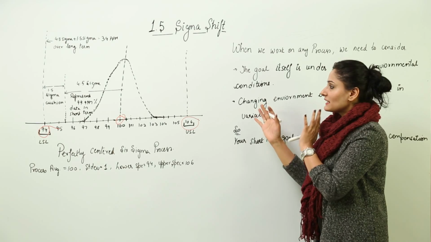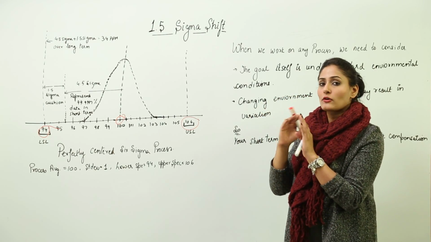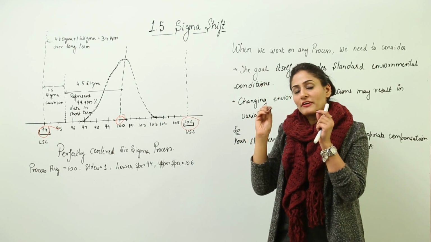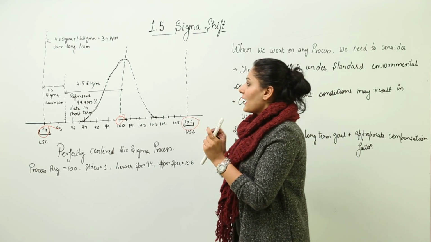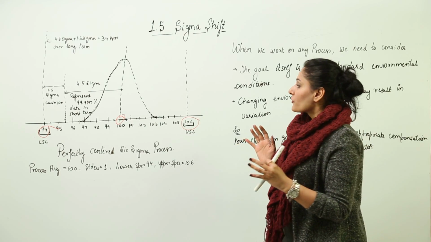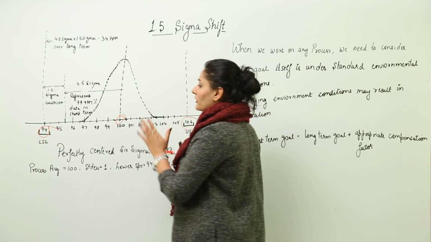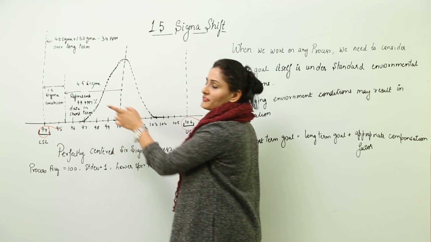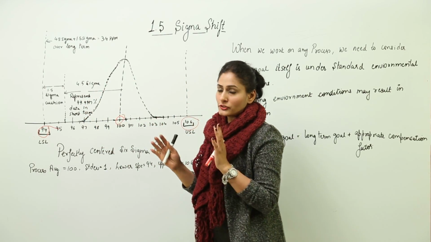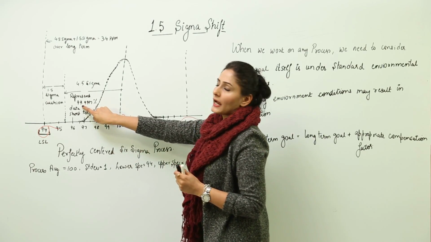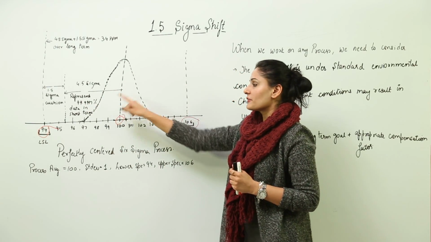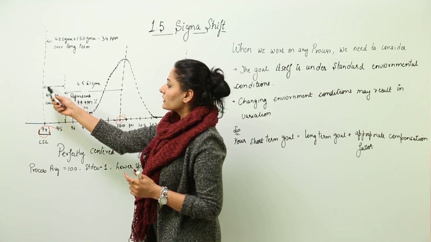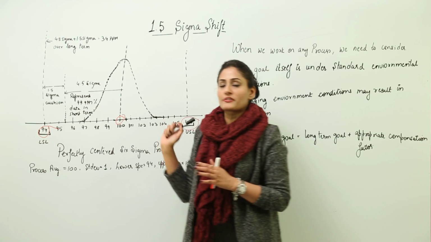If I just see this image, the overview is telling me that it's a very good project. It's a perfectly centered, tight process and it's well within the spec limits, right? Now if you investigate further, you would see that within the 4.5 sigma range here in the short term, this represents 99.9997% of data. This means it's a very good process, and here we have further a cushion of 1.5 sigma.